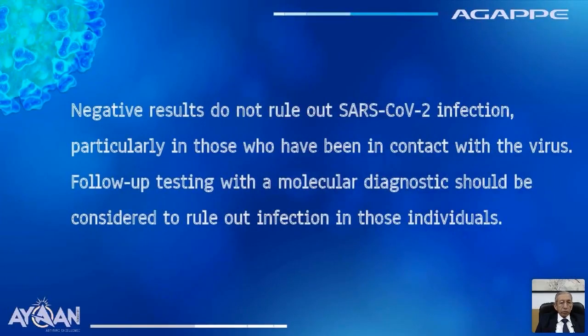Now, with the antibody test, negative results do not rule out the infection, particularly in those who have been in contact with the virus. Because as I have told, in the initial phase, in the first 7 days, there will be no antibodies. Then follow-up testing with a molecular diagnostic should be considered to rule out the infection in those individuals. Therefore, if this quick result or rapid test is negative, immediately that particular person has to go for the molecular diagnostic test.